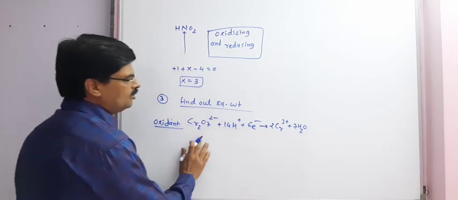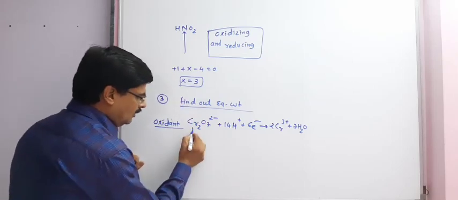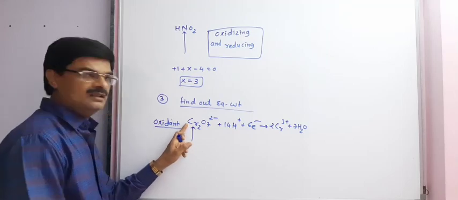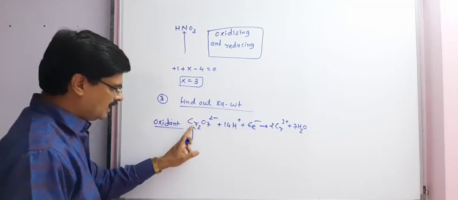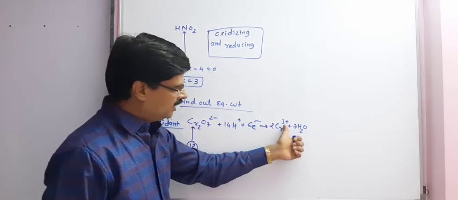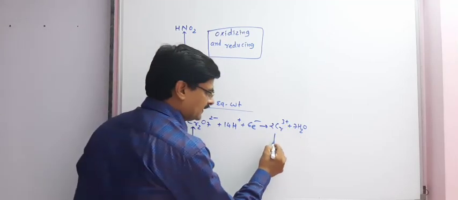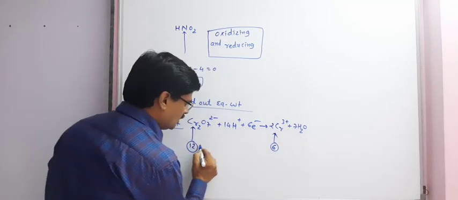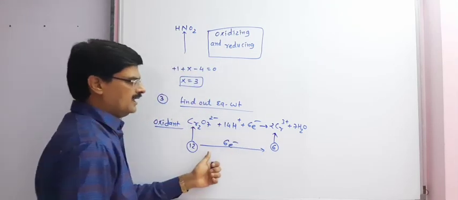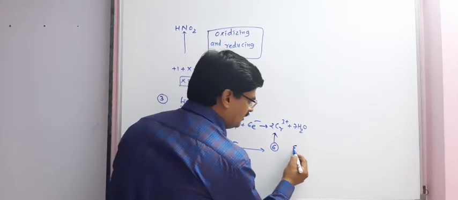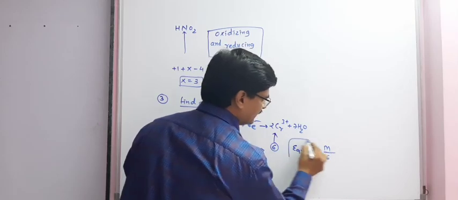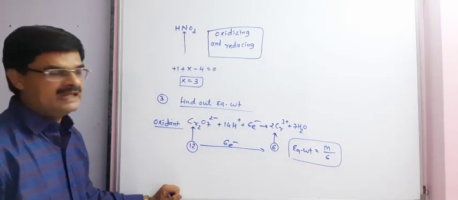Let us look how to find out equivalent weight of chromium. Here the oxidation state will be 6, mentioned earlier also. So 6 into 2, that will be 12. And in this case, 1 chromium 3 plus, so 2 chromium 6. So total number of electron difference is 6 electrons. Therefore, equivalent weight is equal to molecular weight divided by 6.